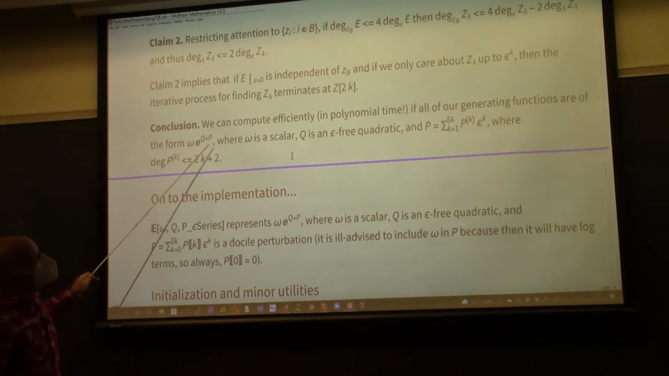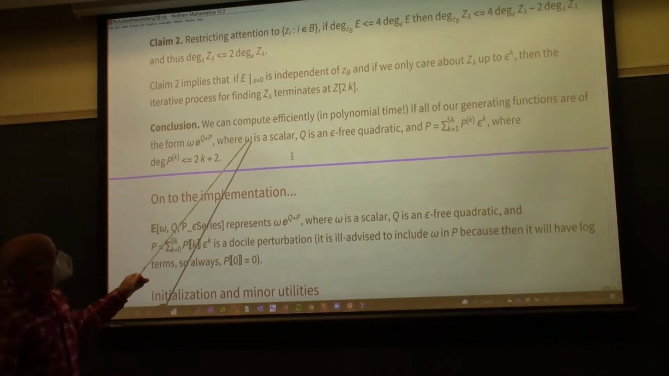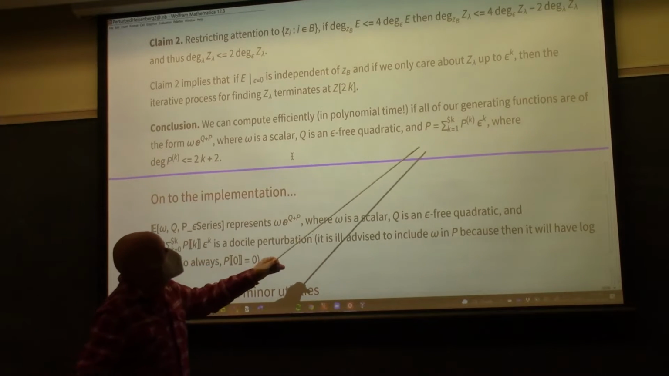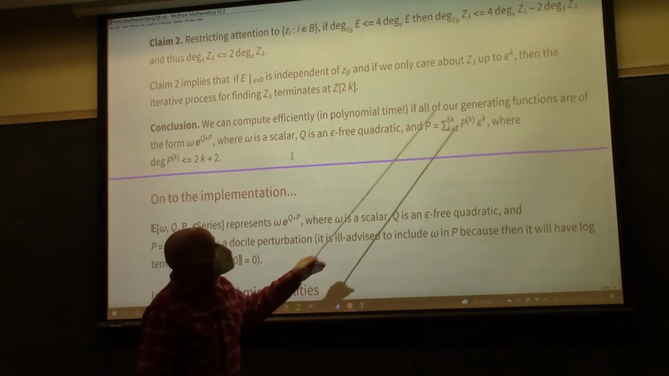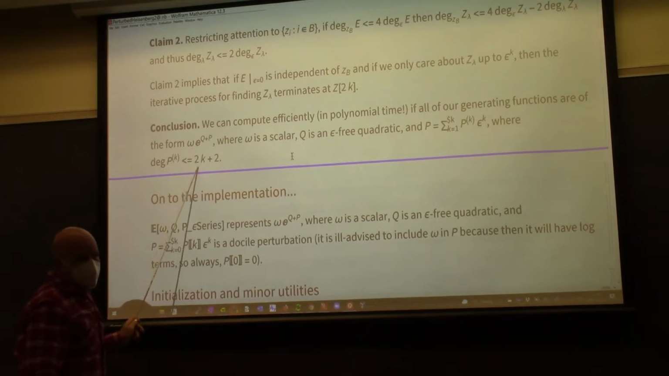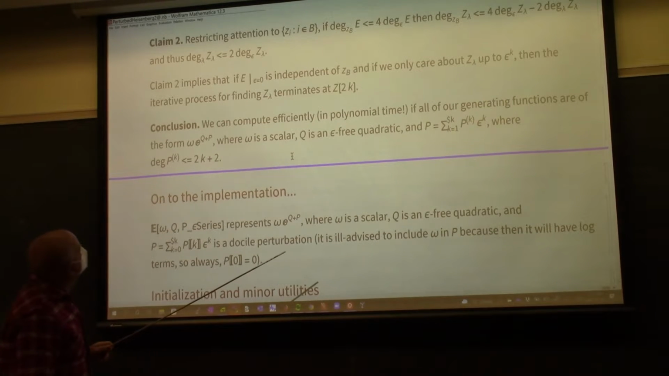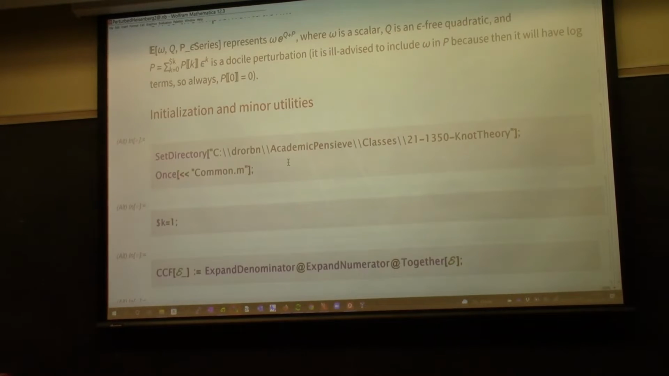on the assumption that our generating functions have the form omega times e to the q plus p, where omega is a scalar, q is a quadratic with no epsilon in it, and p is a docile perturbation, meaning that the degree of p_k is less than or equal to 2k plus 2.